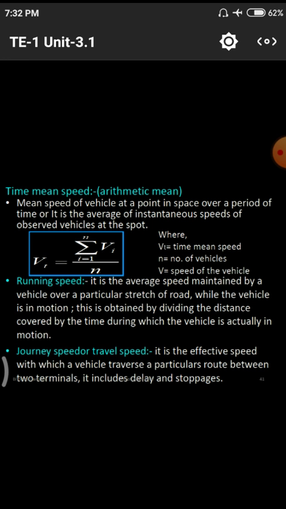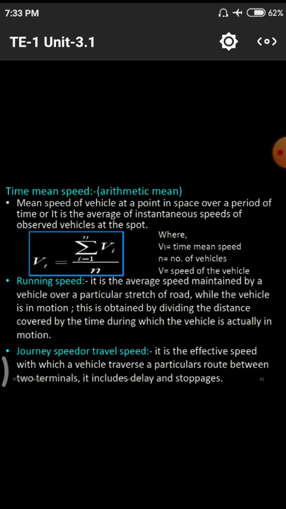It means the mean speed of a vehicle at a particular point in space over a period of time is the average of instantaneous speeds of the observed vehicles at that particular spot. That means a number of vehicles are moving on a particular road surface, and we randomly pick a particular vehicle and observe how much speed that vehicle was maintaining. This comes under time mean speed in a space itself.